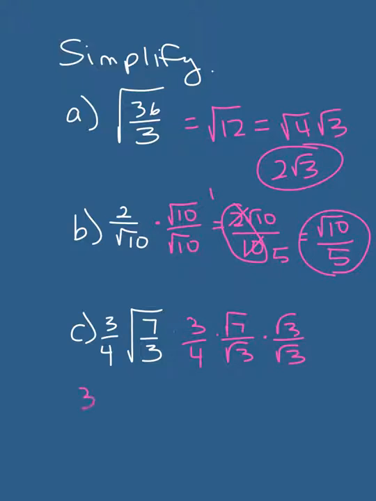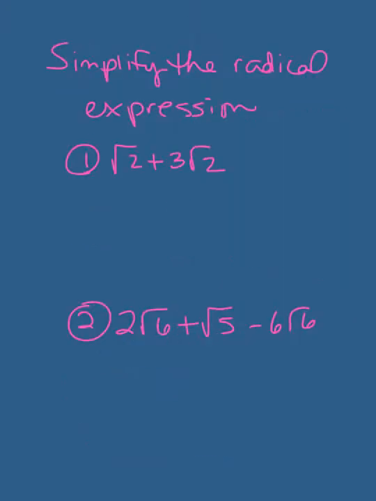So I have 3 root 21 all over root 3 times 3 gives me 3. So I have 4 times 3, which is 12. Again, I can simplify what's on the outside. So 3 goes into 3 once and into 12 4 times. So the square root of 21 all over 4.